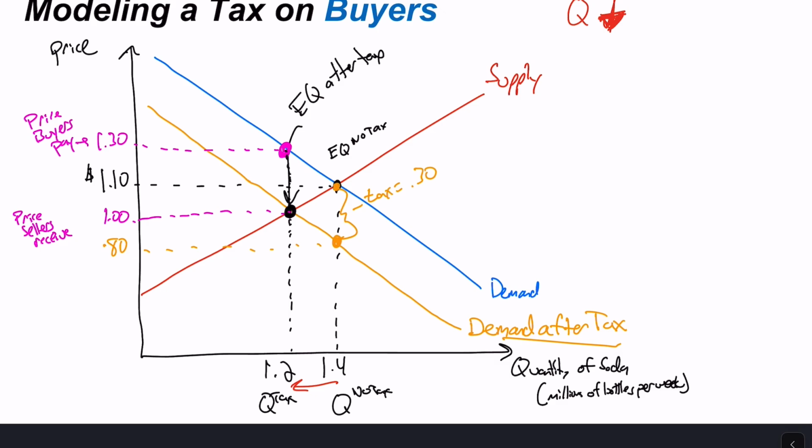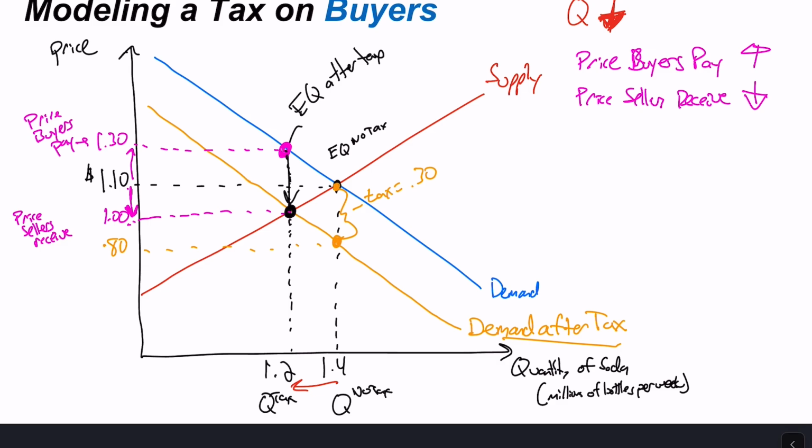Okay. All right, so to summarize those effects, the quantity goes down. Price buyers pay is going to go up, from $1.10 to $1.30. So consumers, in a sense, are worse off here because they have to pay more for their soda. Price sellers receive is going to go down, from $1.10 down to $1. So Kroger gets 10 cents lower than they would have pre-tax.